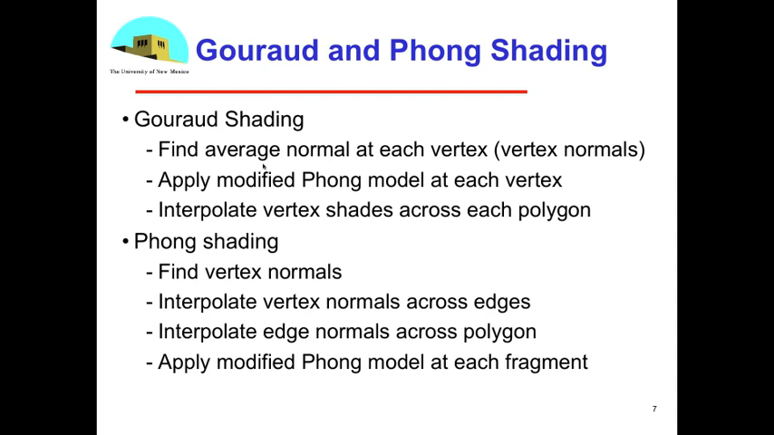What Gouraud said is find that average normal at each vertex and then apply the model, and then use the rasterizer to interpolate those vertex colors across each polygon. What Phong said is this is different. This is called Phong shading. I should have been a little more careful all along in saying that the Phong model that we've been talking about, and the modified Phong model, are lighting models.